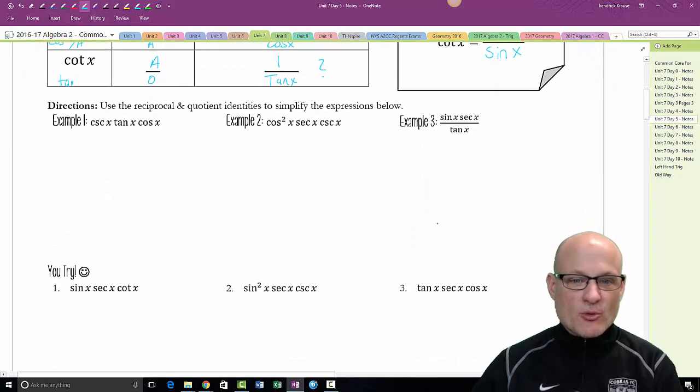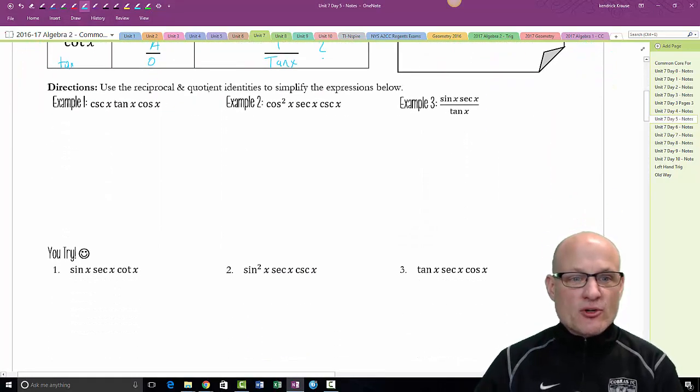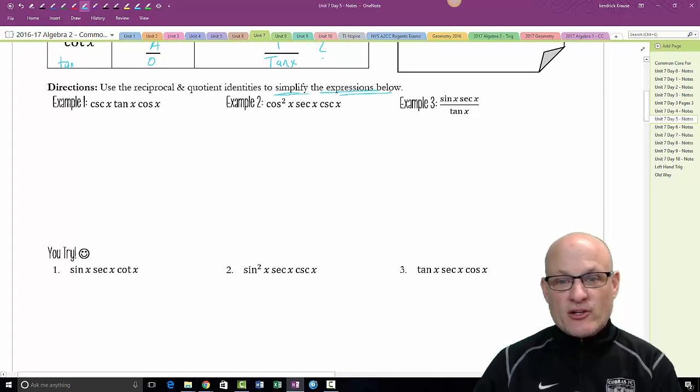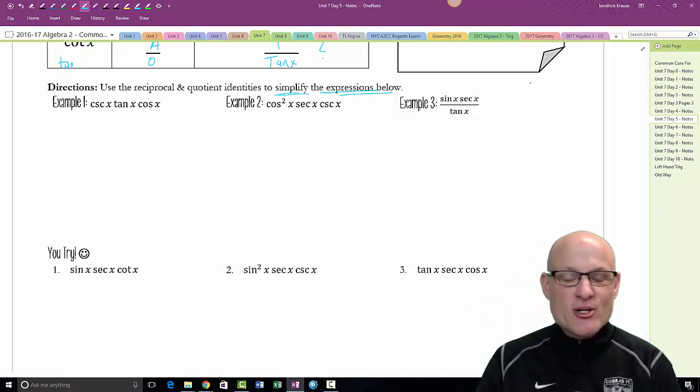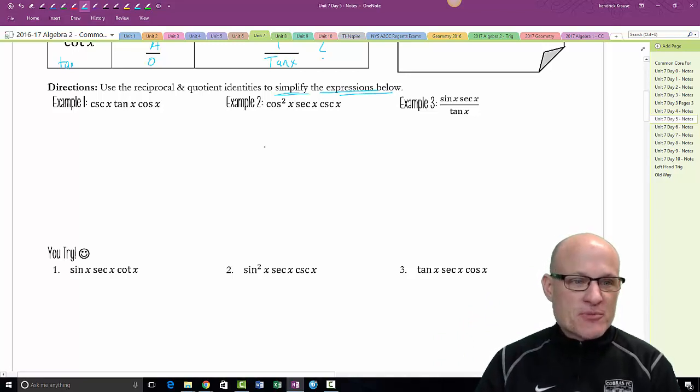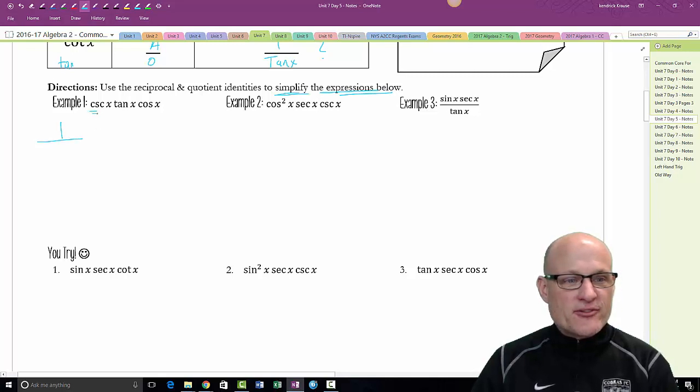So here's how we're going to work. Use the reciprocal and quotient identities to simplify the following expression. What I want to tell you is if you can get things converted to sine and cosine, you're probably well on your way to simplifying these things. So let's talk about cosecant. Cosecant is 1 over, remember we didn't match the C and S, so this is 1 over sine.